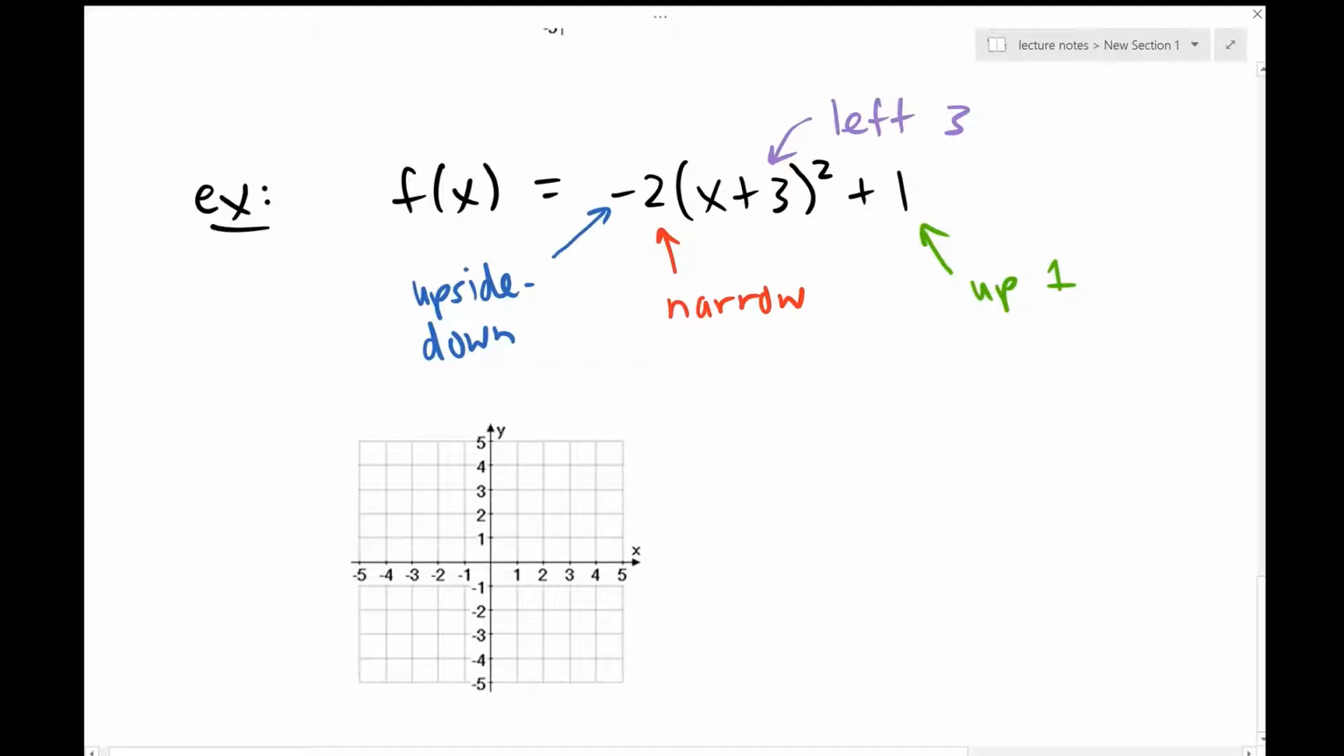So we can see that our graph will start at the point -3, 1. And then, as we said, it'll be upside down and narrow. So I would see a graph that would look something like this.